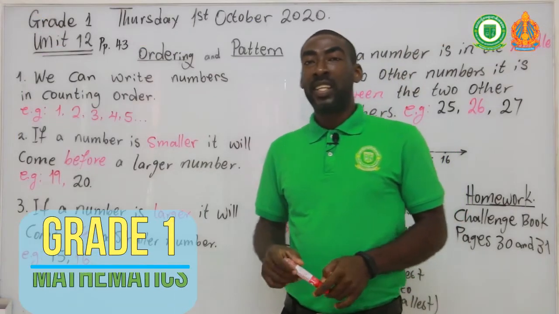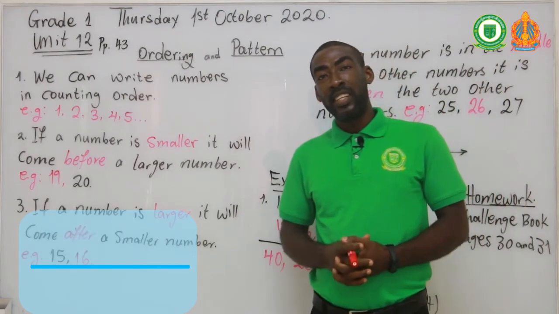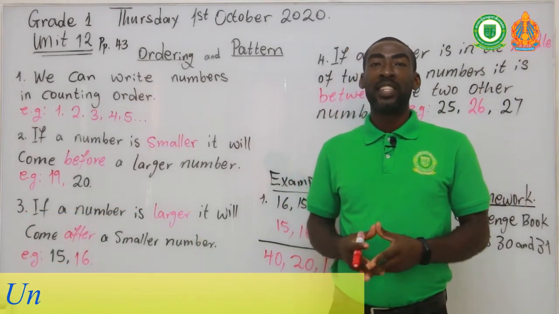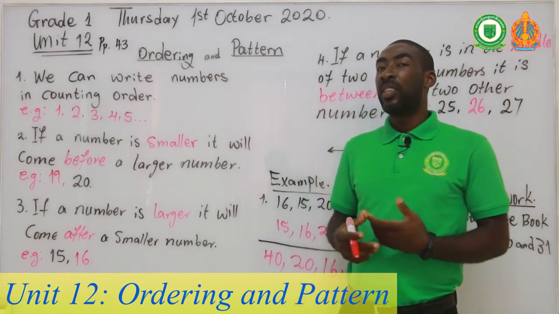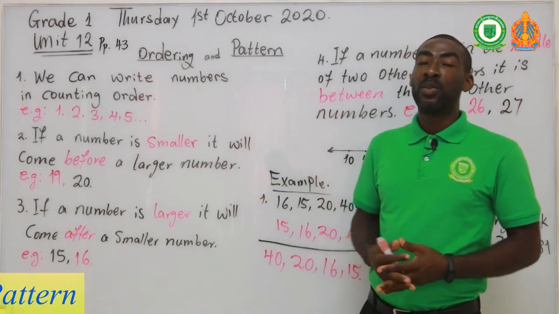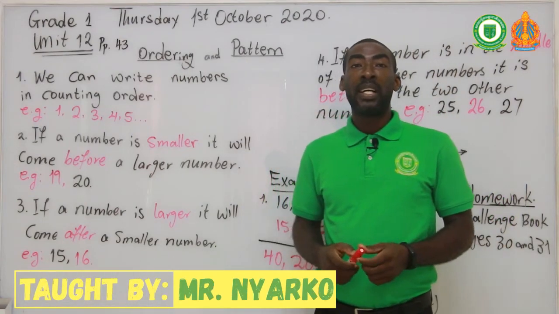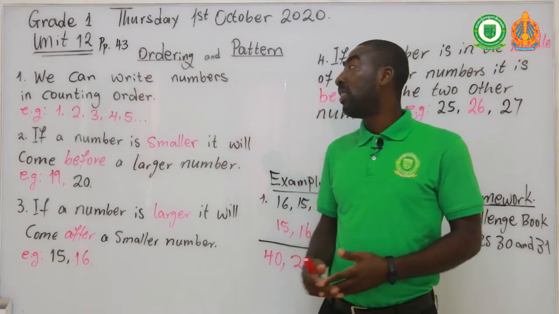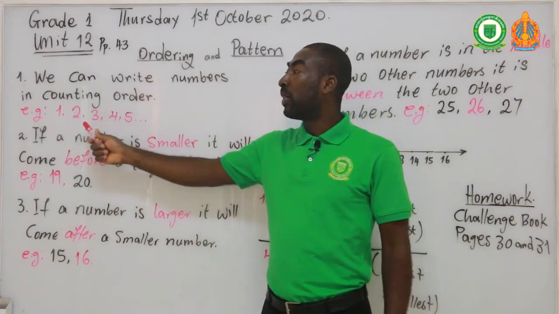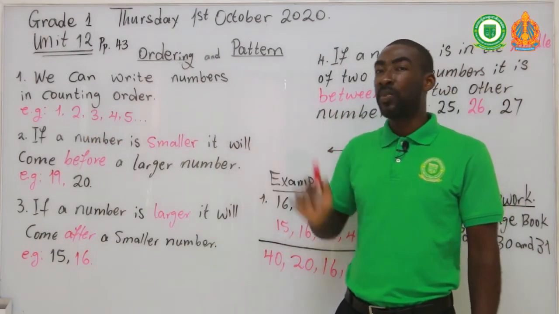Welcome back, kids, in our last video. So what has been our lesson today? Okay, our lesson has been on ordering and pattern, okay? So in ordering and pattern, what you need to do is that first of all, our usual numbers are arranged in a counting order style. That means we count them from the smallest one up to the biggest or the largest one, okay?